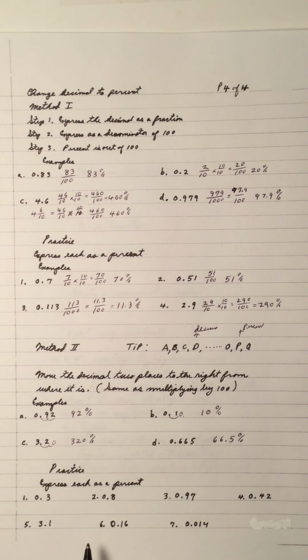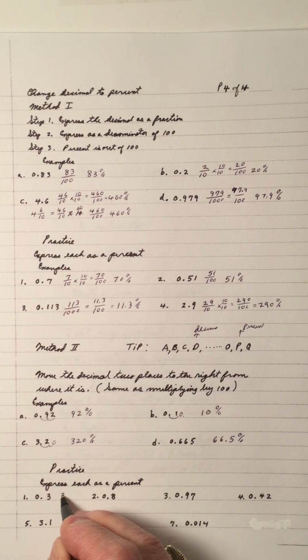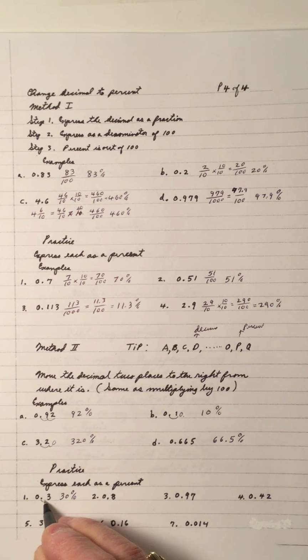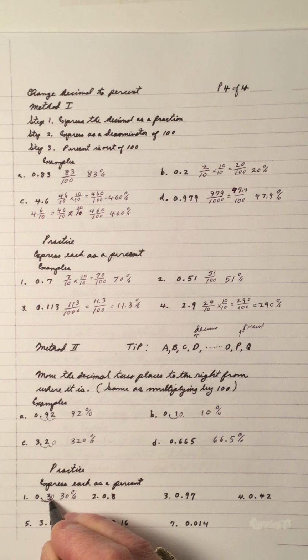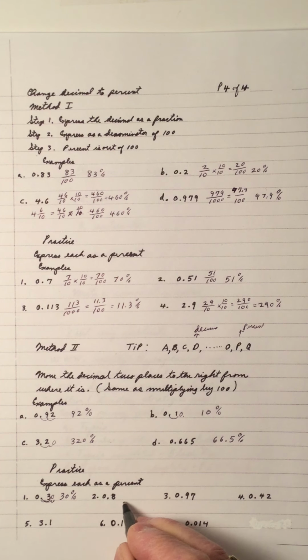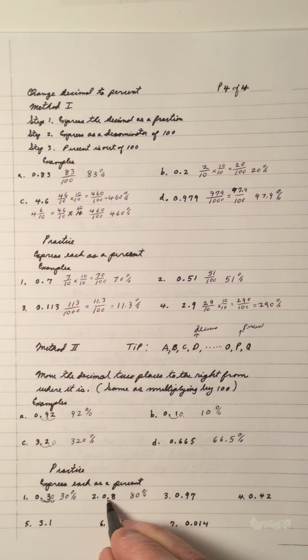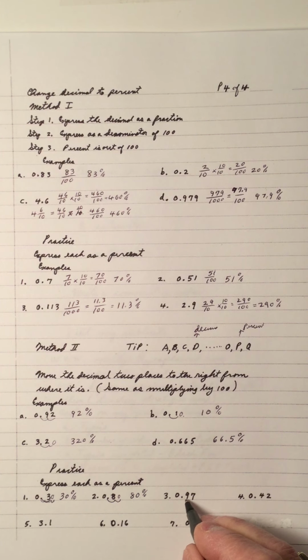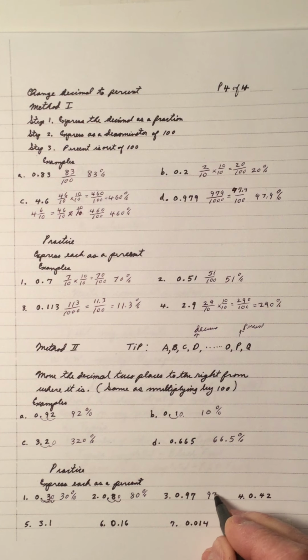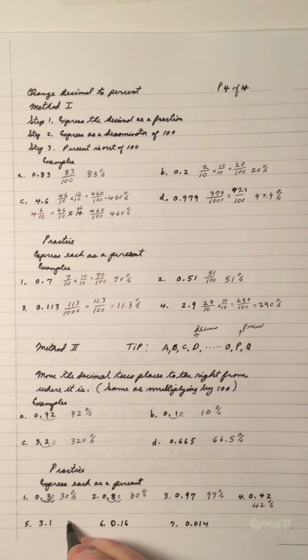Practice, work these out, come back to see if you got it right. Decimal 0.3 is 30%. 2 places to the right. 1, and then another 0. Decimal 0.8, 2 places is 80. So notice 2 places, 1 and another 0. So 80%. Decimal 0.97, 2 places is 97. 2 places to the right is 42%. 2 places, 1, 2. 2 places to the right is 310%.